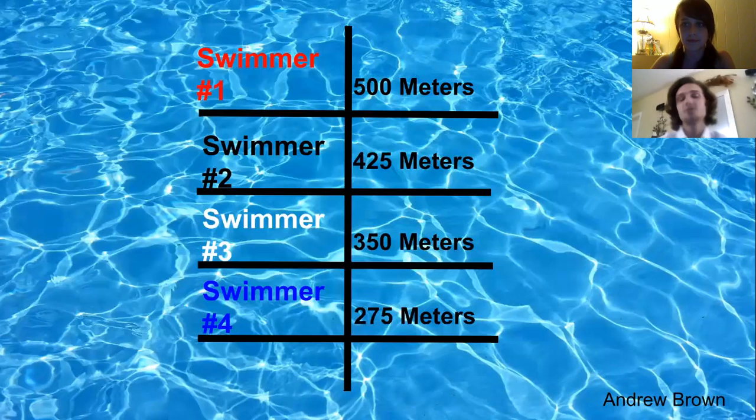One example is this kind of chart. You see that we have 4 swimmers with a certain amount of meters they swam. Can you predict the outcome for swimmer 4 if swimmer 1 swam 500 meters and each swimmer below him swam 75 meters less? Well, swimmer 4 swam 275 meters. That's just one example of a table.